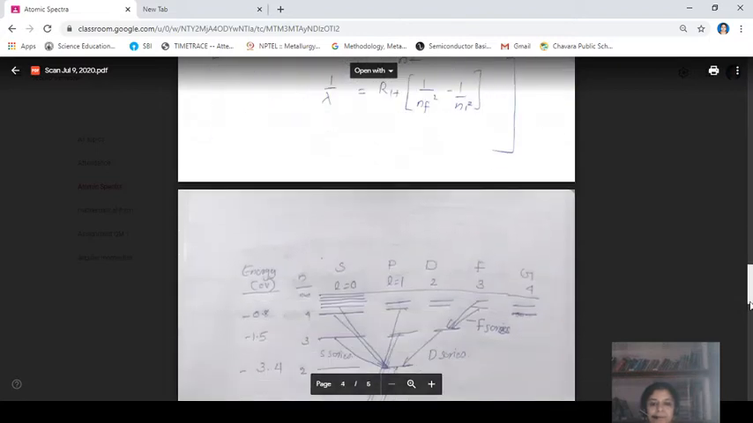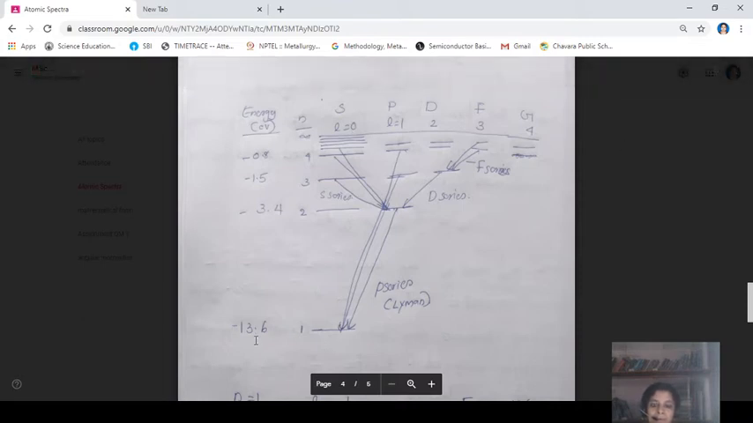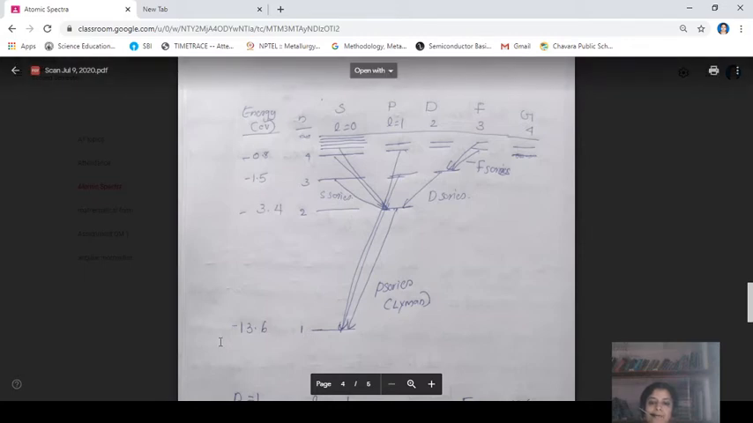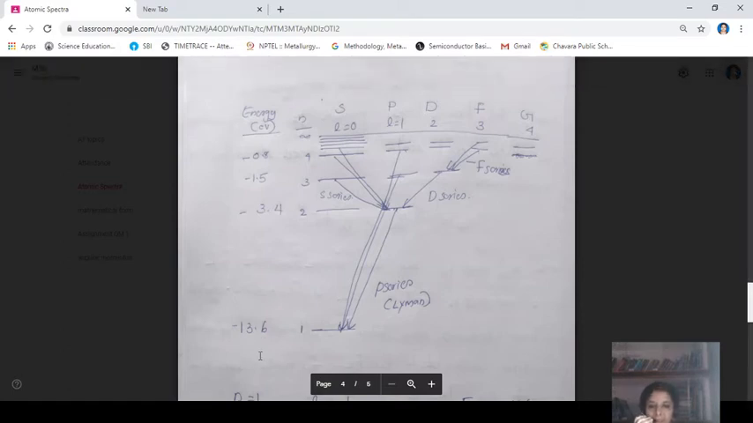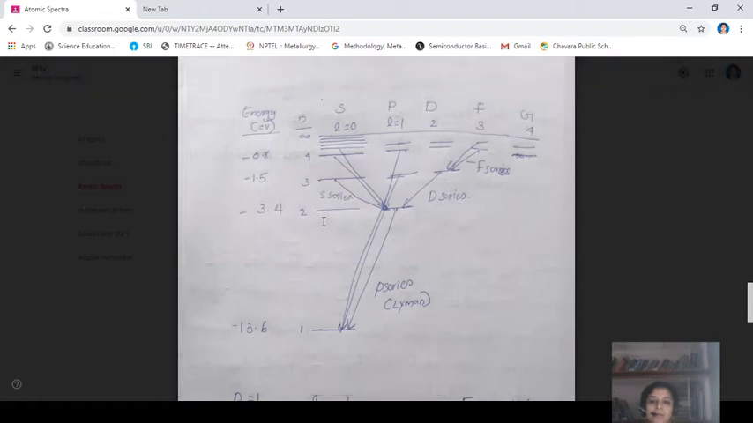Now look at the diagram. Here it is energy, then n value, then L values are plotted here. The first one, minus 13.6, is the energy value corresponding to n equal to 1. When n is equal to 1, E is minus 13.6 by n square, which has a value of minus 13.6. Now for n equal to 2, L has two values.